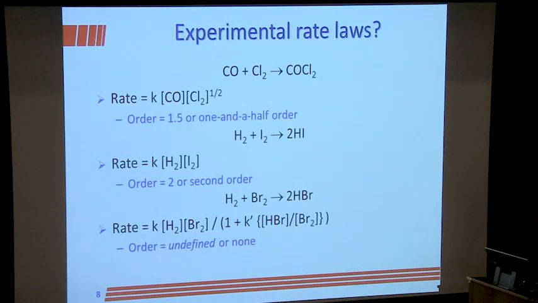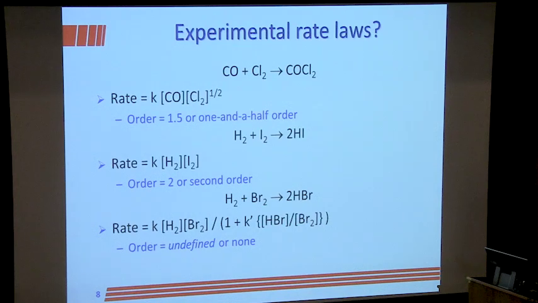Okay. But here, how do we get the experimental rate law? Or here the rate law is provided, I should say. And we have this reaction, CO plus Cl2 gives us COCl2. Okay? And the rate of that reaction is equal to the rate constant times the concentration of CO to the alpha, where alpha is 1, and Cl2 to the beta, where beta is a half. Okay? And the total order of that reaction is 1 plus a half. It's 1.5 order.